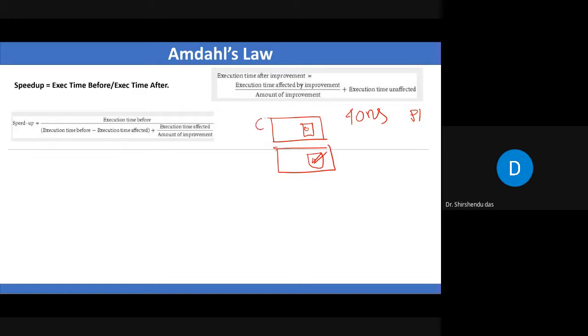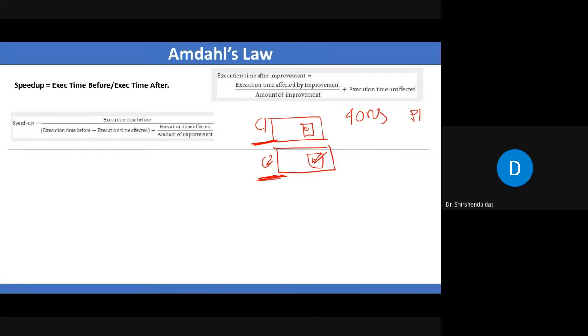Suppose this is C1 and this is C2. Obviously, C2 will perform better because not all the modules are improved, but one of the modules is improved, right? So in this case, what will be the performance? That can be calculated using this formula of Amdahl's law. The speedup is the execution time before this modification, that means here, and the execution time after the modification, the execution time of this. So in this way, you can calculate.